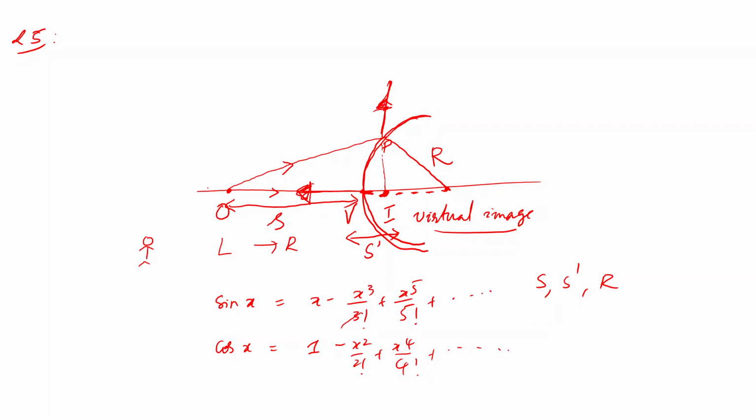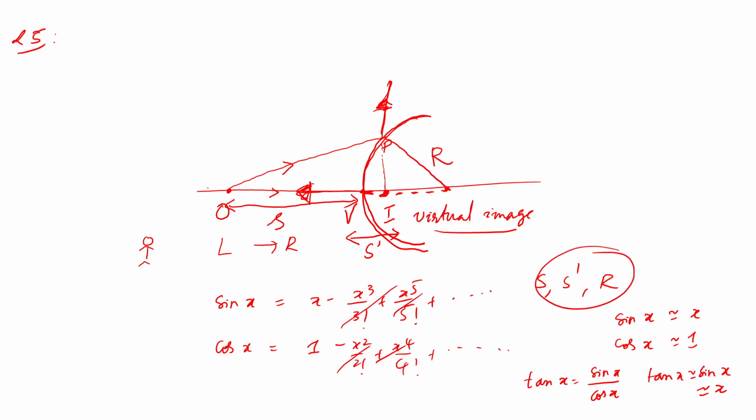For small angles, these higher powers are neglected. So for small angles, sine x is almost equal to x, and cosine x is almost equal to 1. Given that we define tangent as sine by cosine, for small angles, tangent of x is almost equal to sine x, which is almost equal to x, right? So that's what we are going to do. We are going to use the small angle approximation to look at the relationship between S, S prime, and R: object distance, image distance, and the radius of curvature.